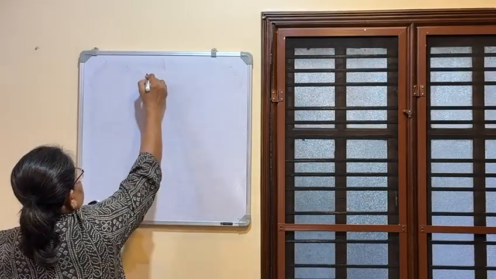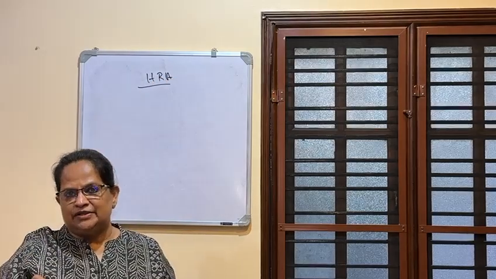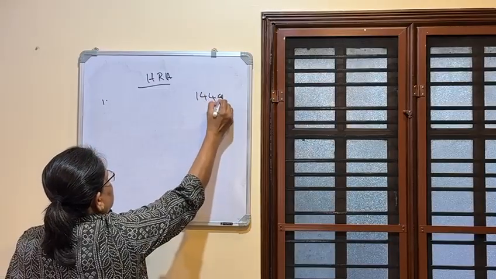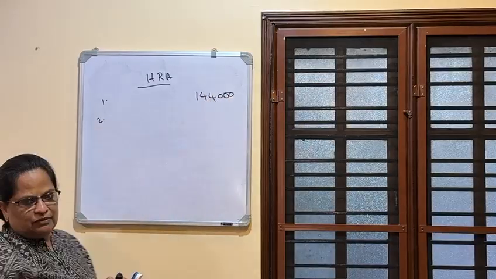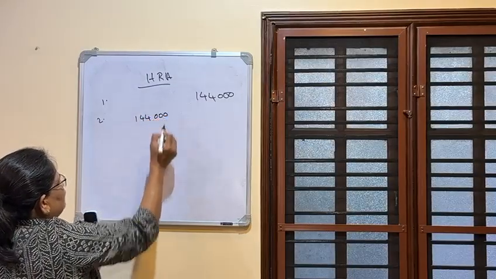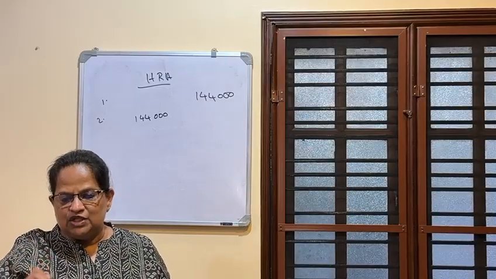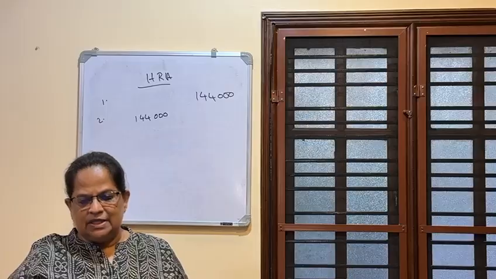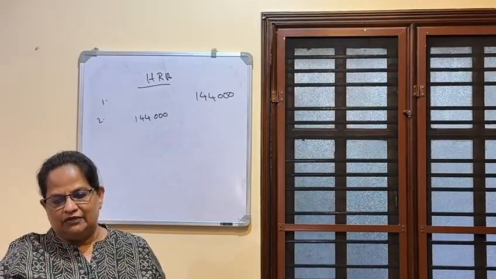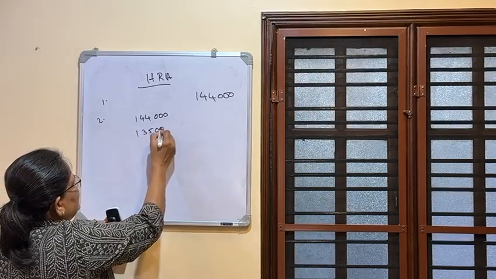House rent allowance computation. Actual HRA received 12,000 into 12, 1,44,000. Let's exempt least of the following. First one is actual itself, 1,44,000. Next is excess of rent paid over 10% of salary. That is 15,000 into 12 minus 4,50,000 into 10 by 100. That meaning 1,80,000 minus 45,000, this is 1,35,000.